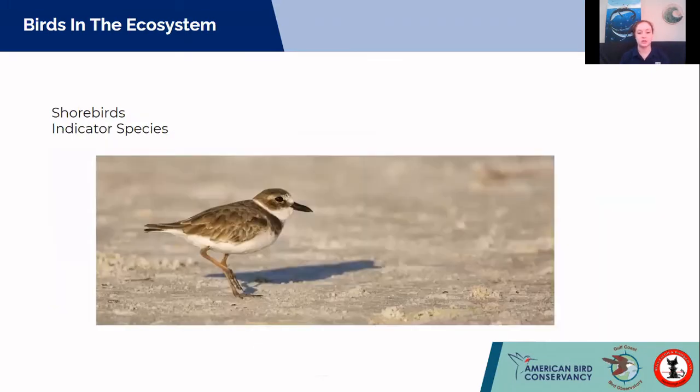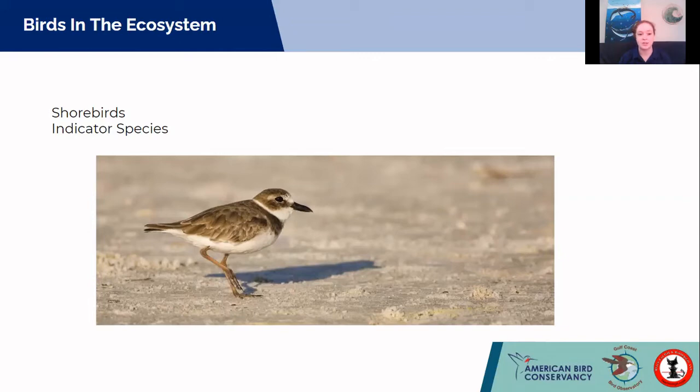On the beach, shorebirds tend to eat fish, small crustaceans, mollusks, and other invertebrates. Adult shorebirds are not usually prey for other animals, but their eggs and chicks are often eaten by coyotes, crabs, gulls, and many other animals. Shorebirds can serve as an indicator species for the ecosystem.